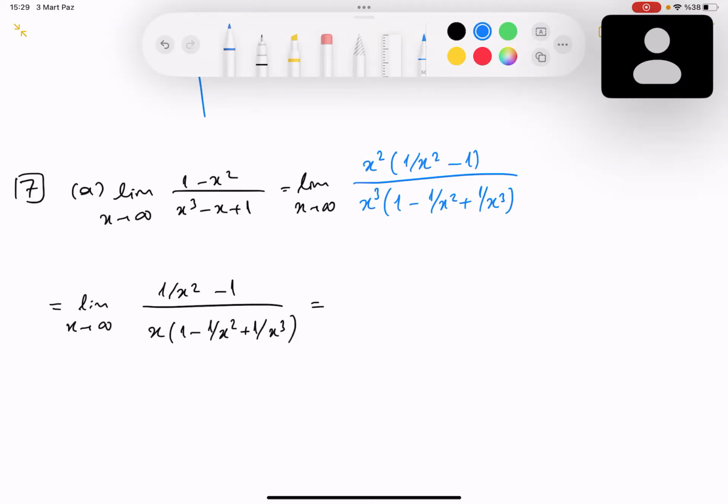Now x is approaching infinity, which means here you will have 0, again 0 and 0, which means you will get minus 1 over x, right? Now x is approaching infinity, so minus 1 over x is approaching 0. And you're done.